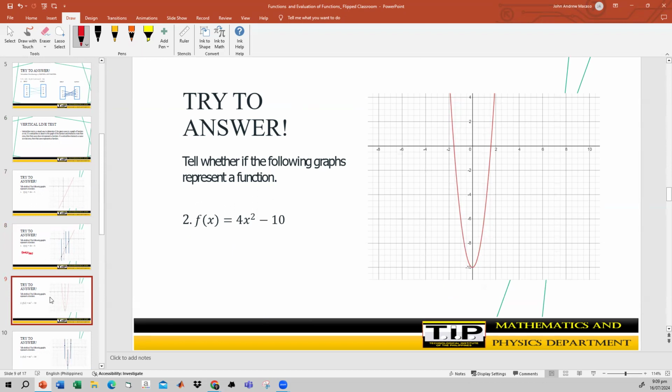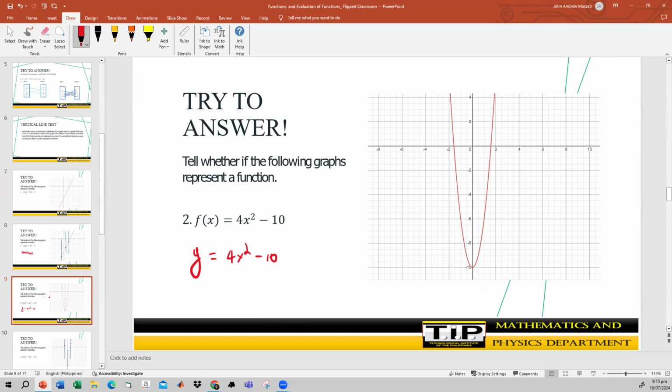What if we have f of x which is equal to 4x squared minus 10? In this case, class, this graph represents, of course, a parabola, because this can be written as y equal to 4x squared minus 10. If you will remember, if one of the variables is being squared and the other one is just raised to 1, then we can conclude that the graph of this given function is a parabola.